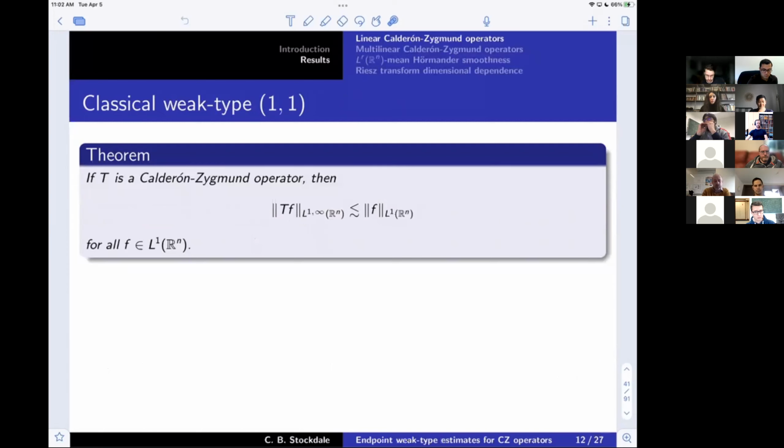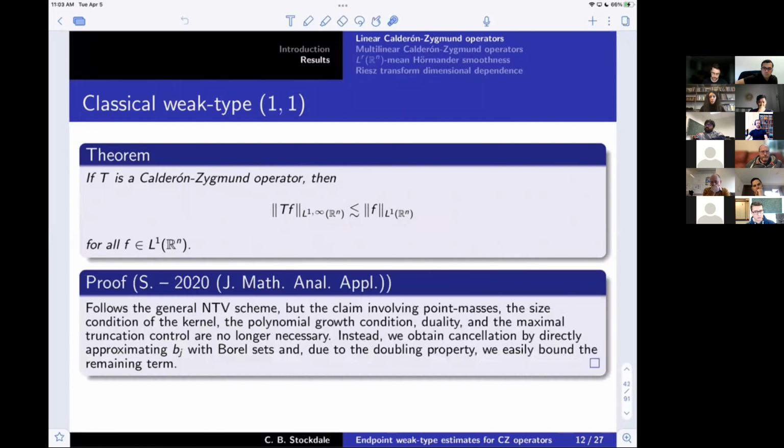So just restating the theorem from earlier that motivated this whole discussion. With respect to Lebesgue measure on Rn, we know that this is true. So the first idea is, well, the Nazarov-Treil-Volberg proof definitely works here, but what if we allow the doubling property again? Can I study that same proof, but also use the doubling property, and maybe things can be a little bit easier still?